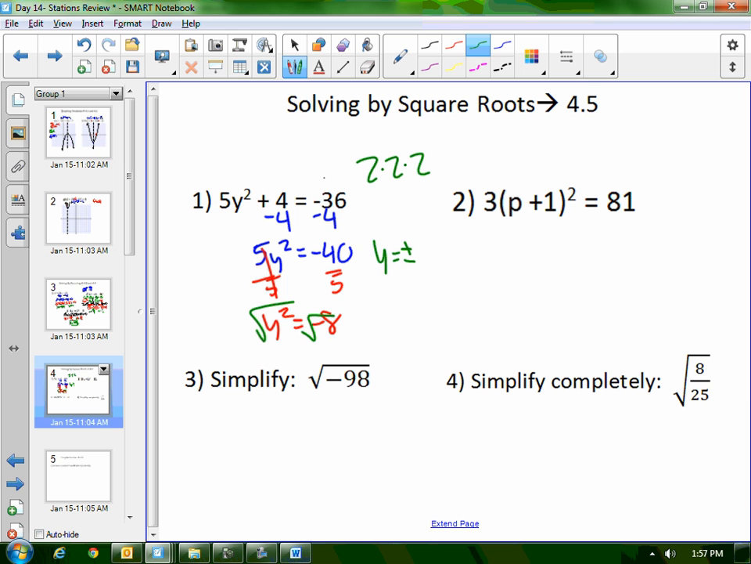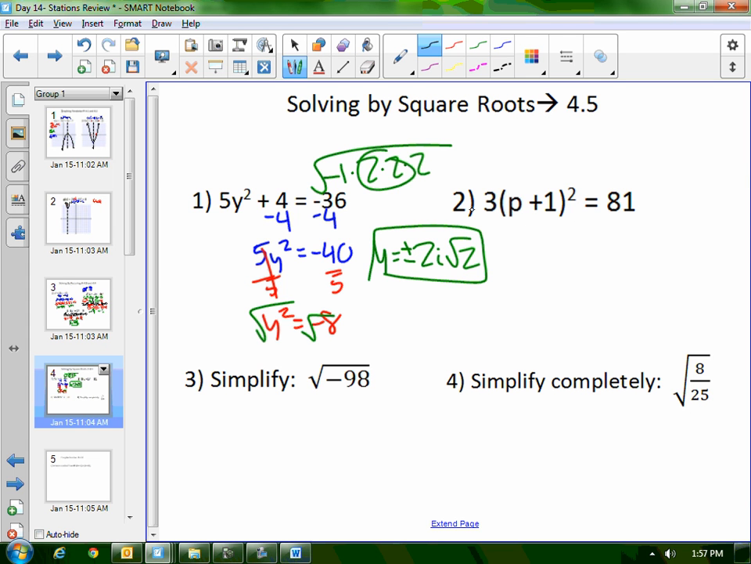Negative 8 is 2 times 2 times 2, and there's a negative 1 in there. So when I do the square root, I bring out a 2, and the square root of negative 1 is i, so 2i comes out, and underneath you still have a 2. So plus or minus 2i radical 2. Make sure you have plus or minus there. You're going to lose points if you don't.